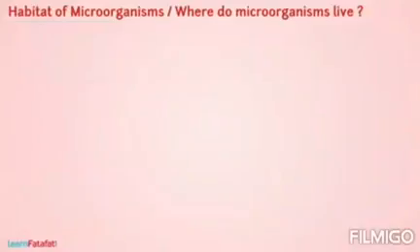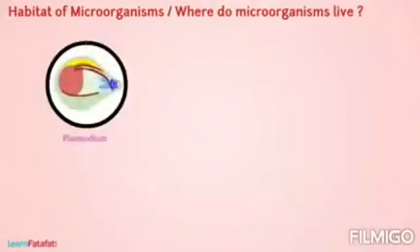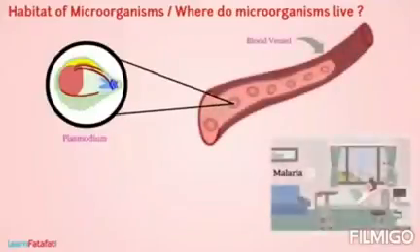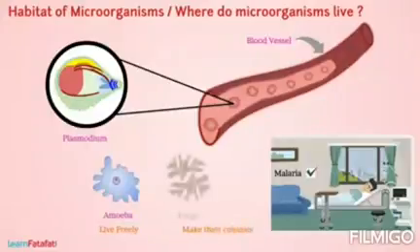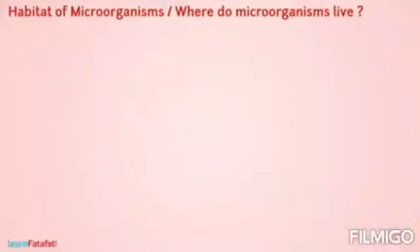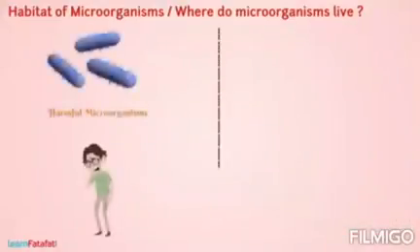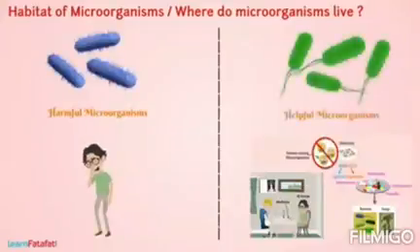Some microorganisms grow on other organisms, for example, Plasmodium, which lives in human blood and causes malaria. Some live freely, such as amoeba, and others make their colonies, such as fungi and bacteria. Dear students, some of these organisms are harmful, but most of the organisms play an important role in our lives. We will discuss all about them in upcoming videos. Thanks for watching.